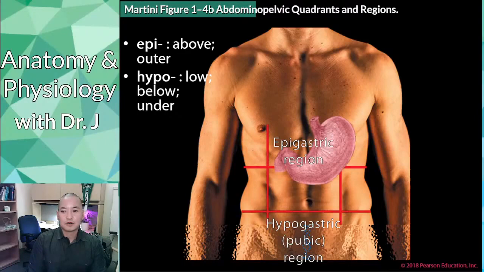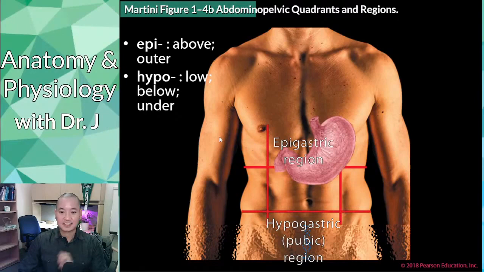So you might be wondering, why don't we just put the hypogastric region right here? This is the way I memorize it. This is already occupied by your umbilical region, right? So hypogastric actually refers to this region, the lowest of the center, the most lowest and inferior. Actually, we'll get to inferior in a bit.